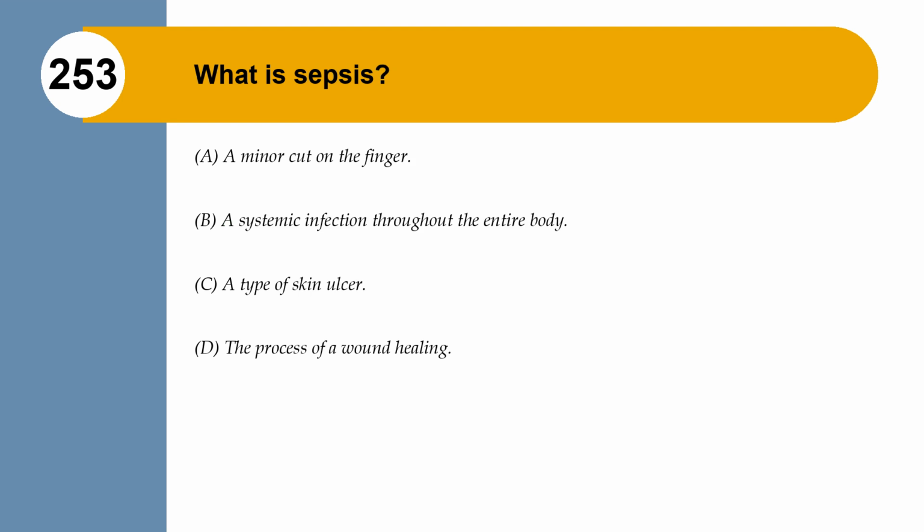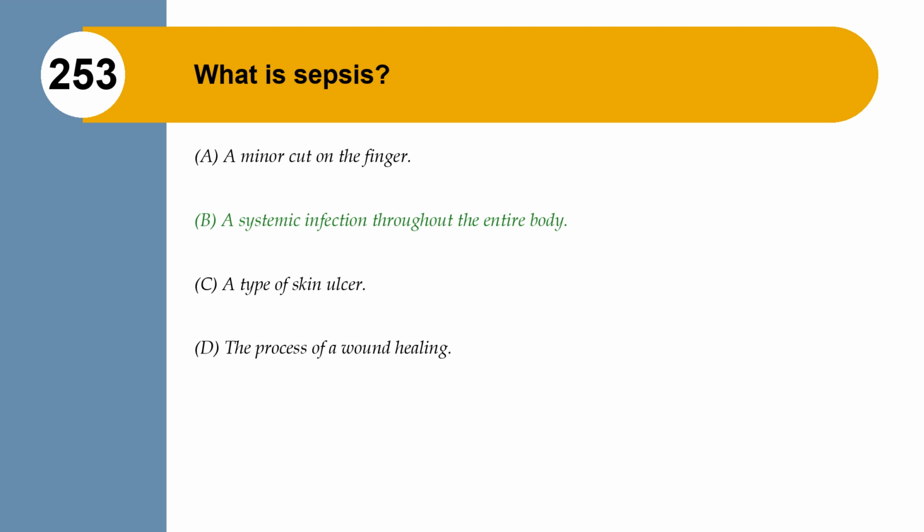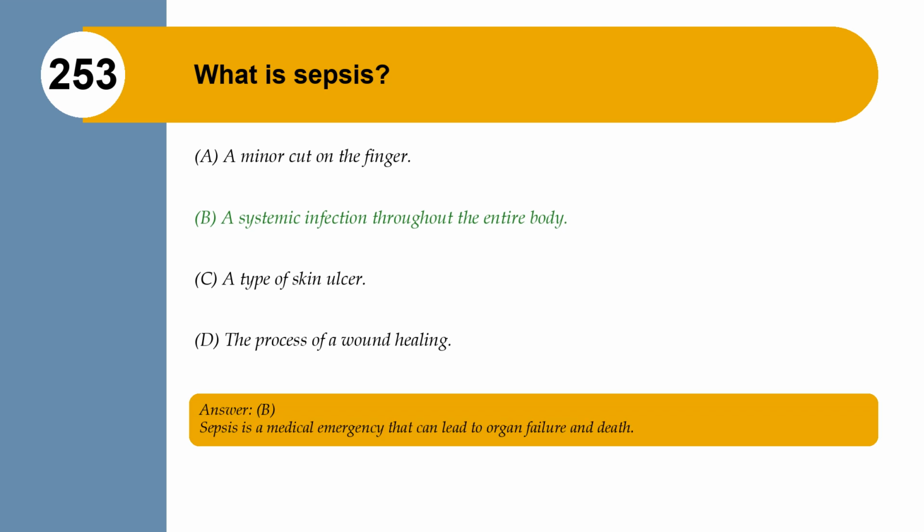Question 253. What is sepsis? Option A, a minor cut on the finger. Option B, a systemic infection throughout the entire body. Option C, a type of skin ulcer. Option D, the process of a wound healing. The correct answer is option B, a systemic infection throughout the entire body. Explanation. Sepsis is a medical emergency that can lead to organ failure and death.